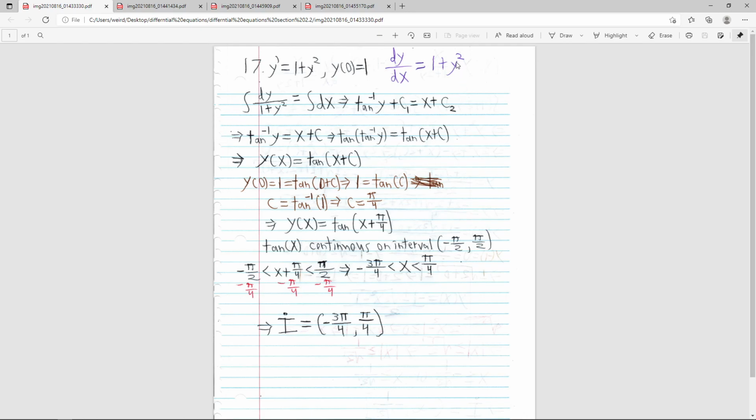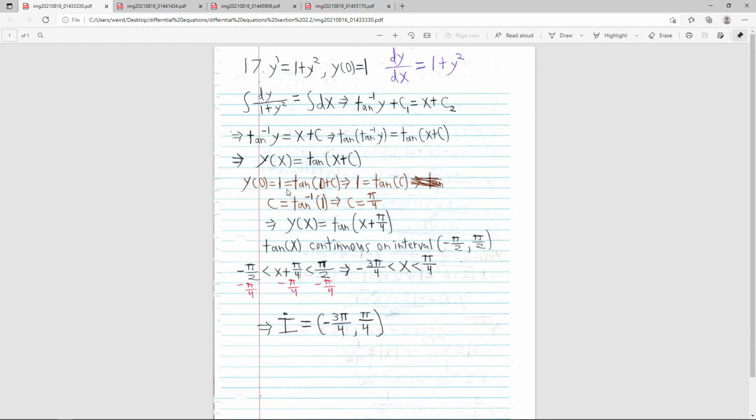So we divide by 1 plus y squared to get dy over 1 plus y squared. So the inverse tangent of y, as we had a couple times before, plus, we just have the integral of 1 dx, which is x plus c2. So we can simplify down. We take the tangent of both sides to get rid of the inverse tangent, so y of x equals tangent of x plus c. This will be interesting.